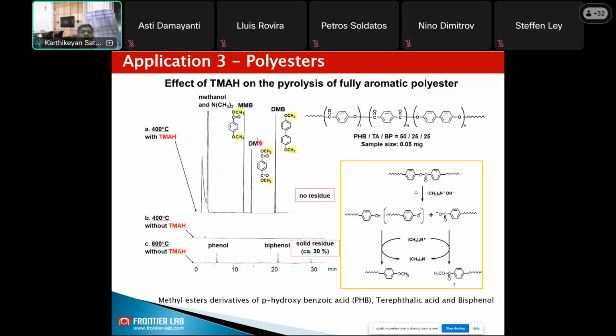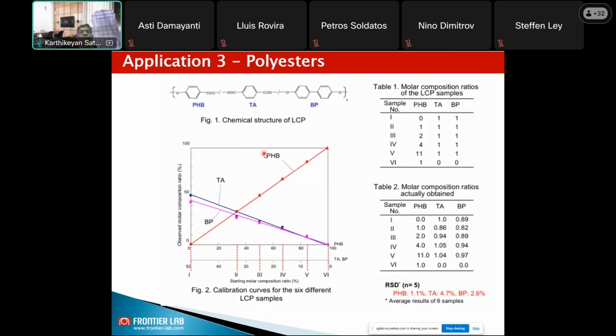Basically, the first peak comes from the para-hydroxybenzoic acid methyl derivative, the second one comes from terephthalic acid, and the third one comes from bisphenol A. So this again shows the clear advantage of reactive pyrolysis in the analysis of this liquid crystalline polyester sample, the aromatic polyester, compared to flash pyrolysis. Reactive pyrolysis provides clear peaks that help us identify the aromatic compounds present in the liquid crystalline polymer.